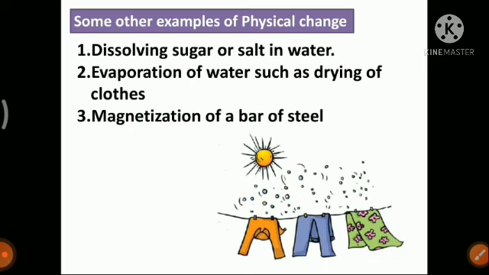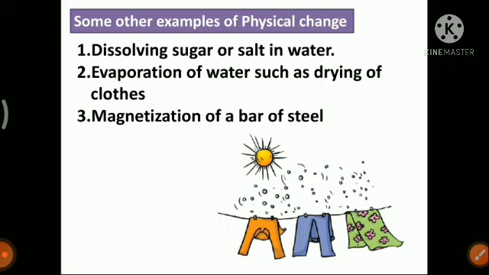Next, we are looking at some other examples of physical change. One I have already told: dissolving sugar or salt in water. As soon as you dissolve sugar or salt in water, you will see that the taste of water changes. But when you evaporate the water by boiling, once the water vaporizes, you will get back the sugar and salt. So this is a physical change because it is reversible, and you get back the sugar and salt in their original solid state.